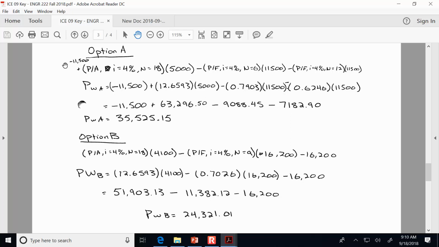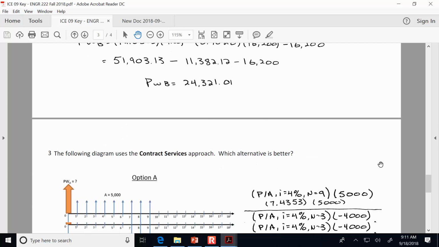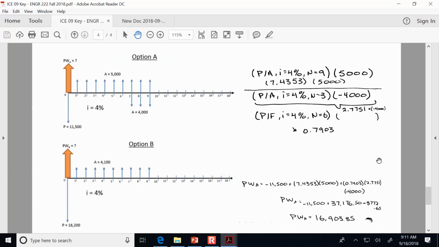It's important to keep track of the minus signs. And then we discounted the annual series to year 0 with the P/A function. And then we moved those individual amounts from year 6 and from year 12. So that's how we got 35,525 for option A, which is the better alternative that we should select when compared to option B. All right, now the last one, contract services.